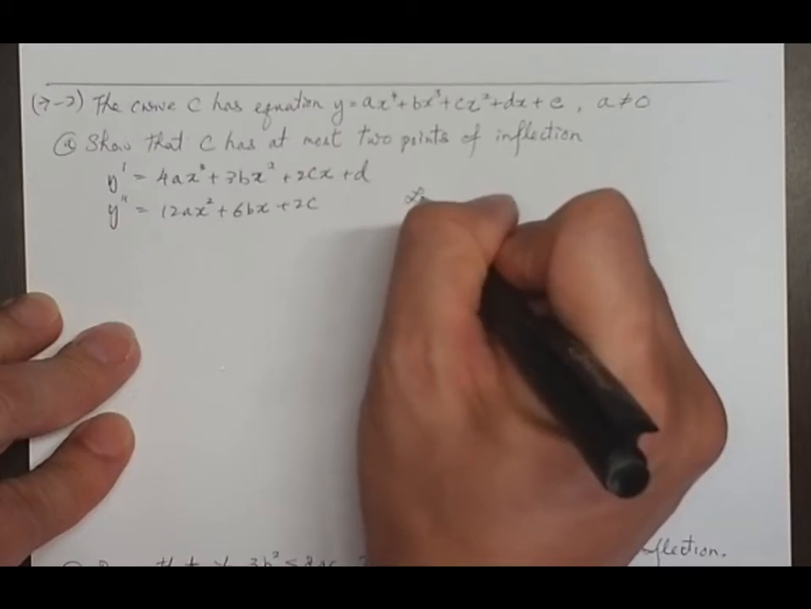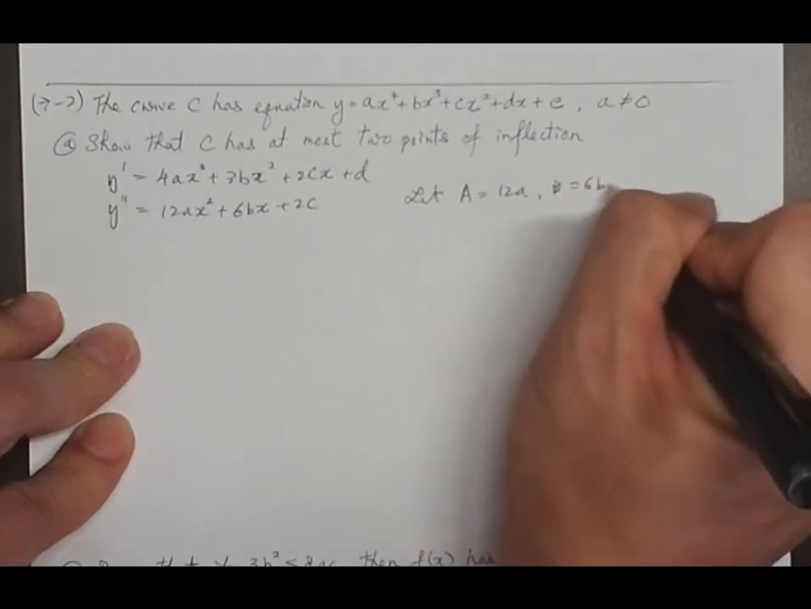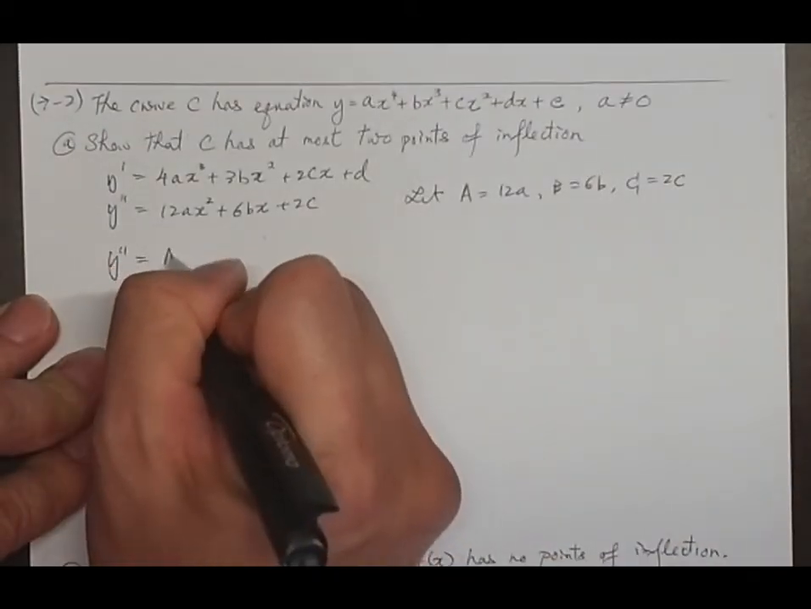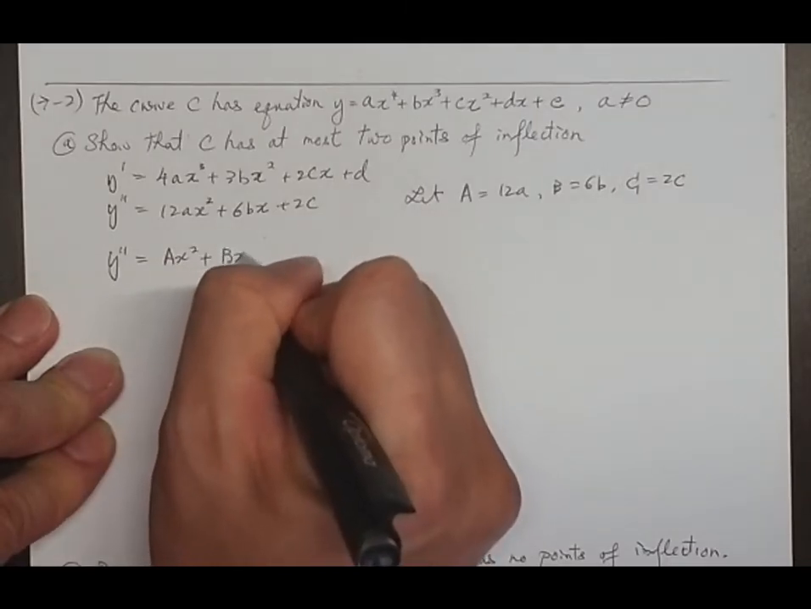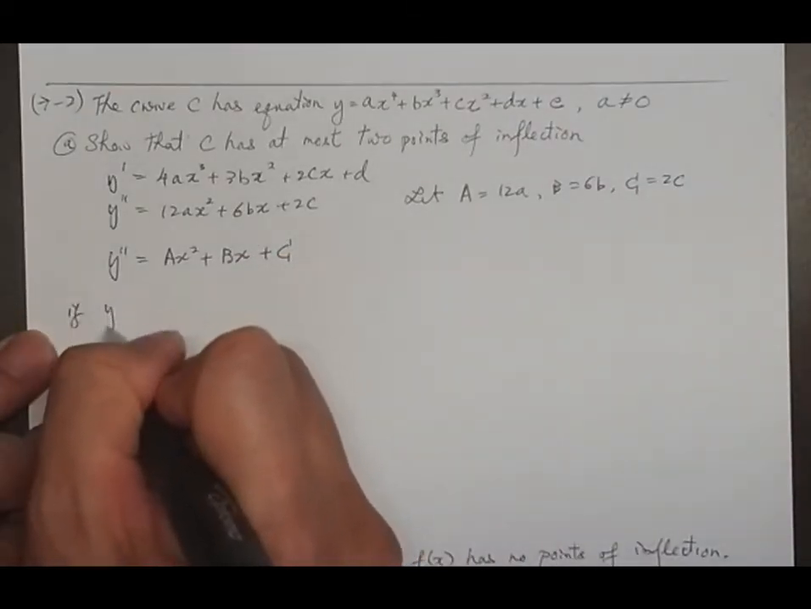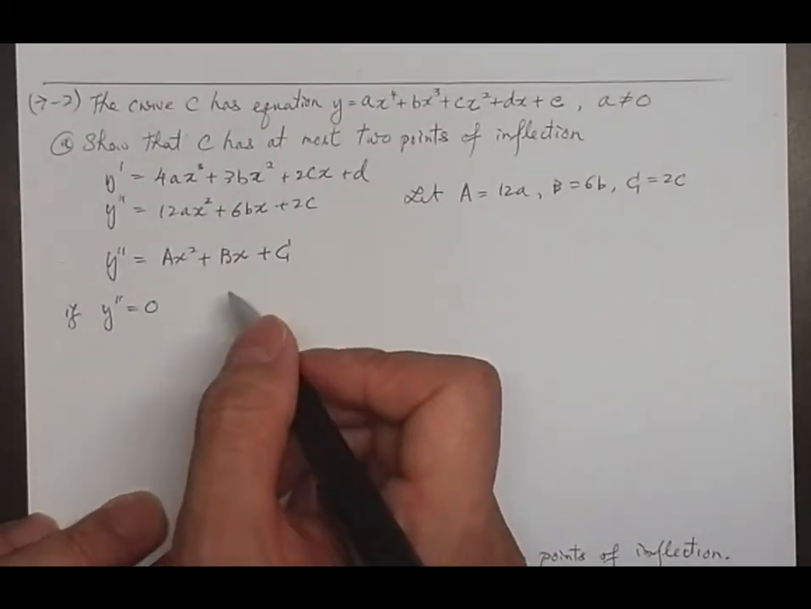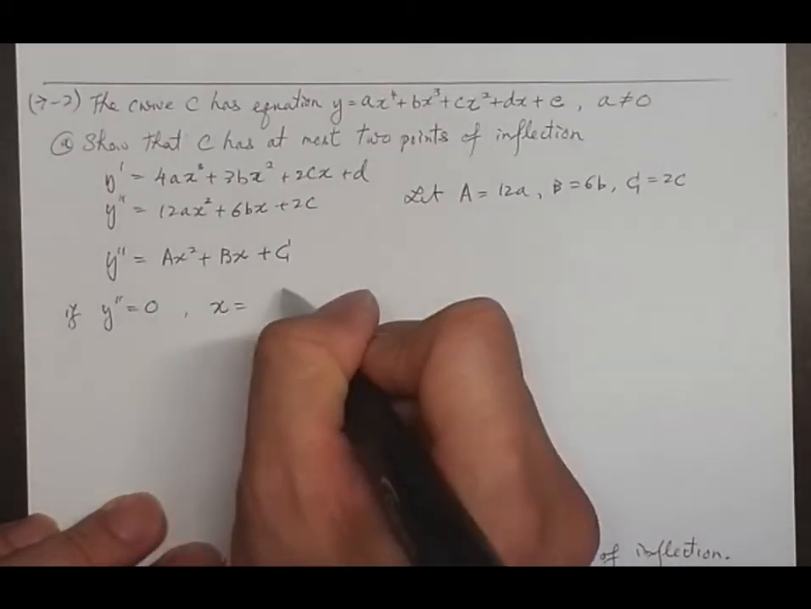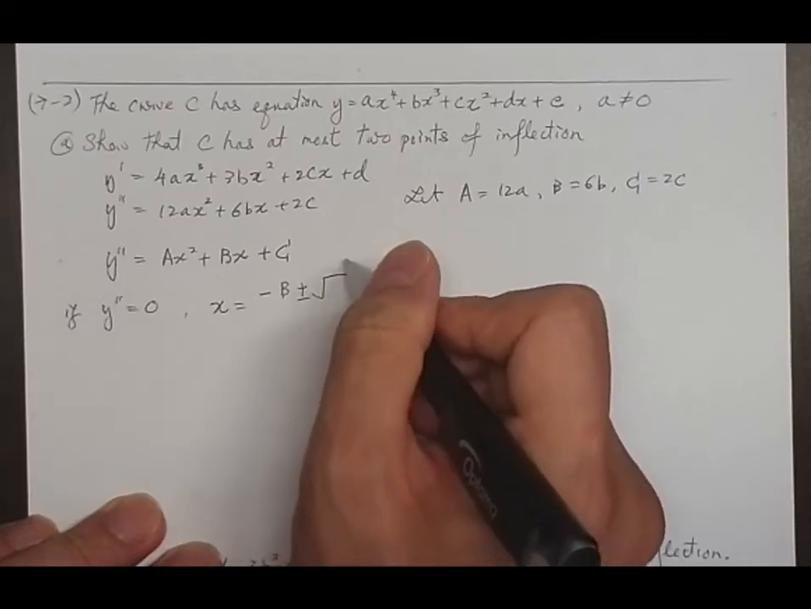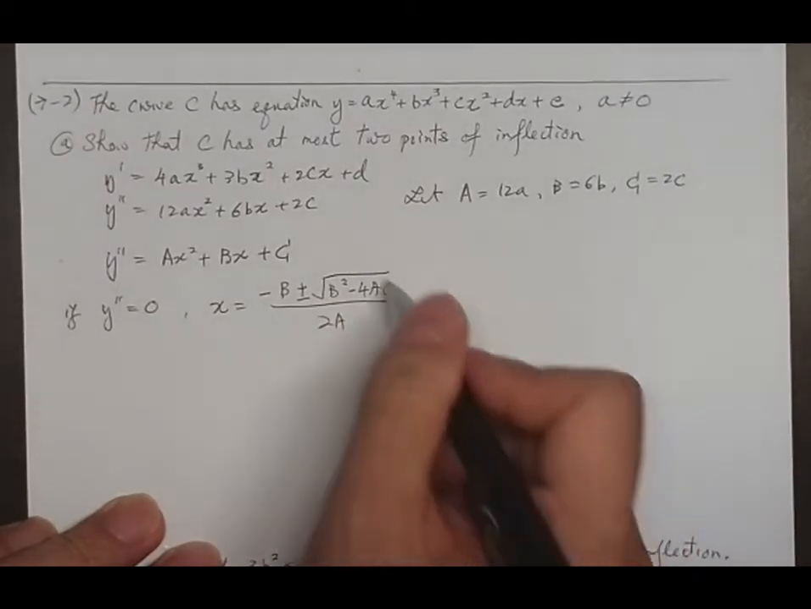And we let capital A equal to 12a, capital B equal to 6b, and capital C is equal to 2c. We have y dash dash equal to Ax squared plus Bx plus C. And if y dash dash equals 0, this means the point of inflection, we got x has a solution of minus B plus or minus square root B squared minus 4AC over 2A. So we have two solutions.